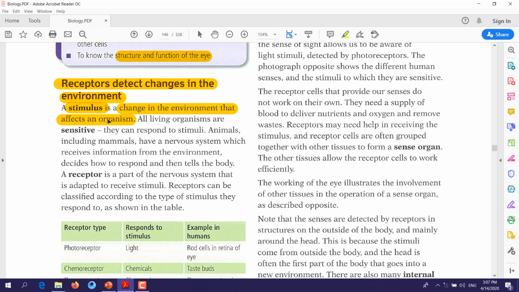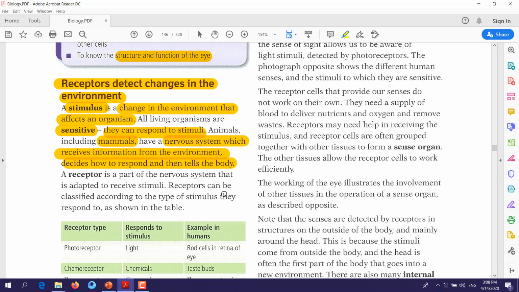Now, when a change in the environment happens, how will our bodies detect or know there is a change? All living organisms are sensitive. So we are sensitive. What does that mean? We can respond to a stimulus. Sensitive means the ability to respond to a stimulus. Animals, including mammals, have a nervous system which receives information from the environment, decides how to respond, and then tells the body.